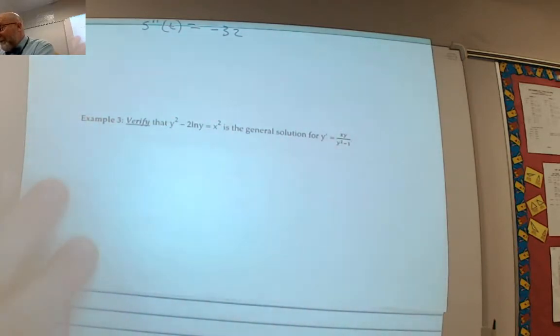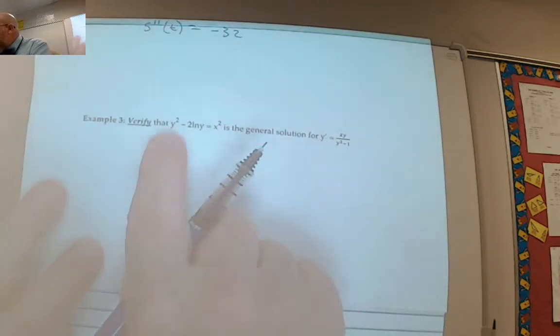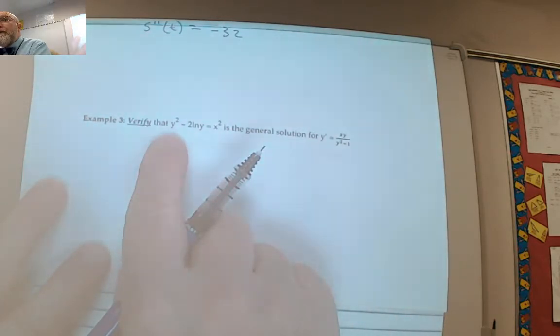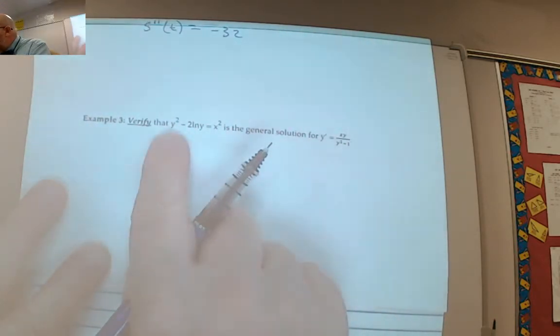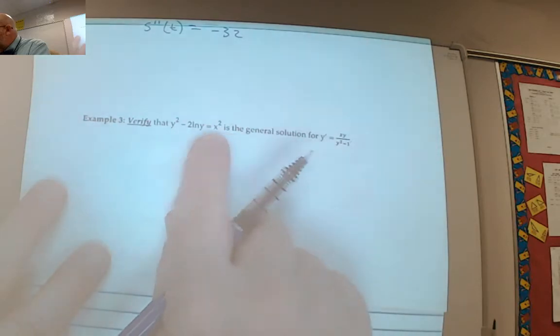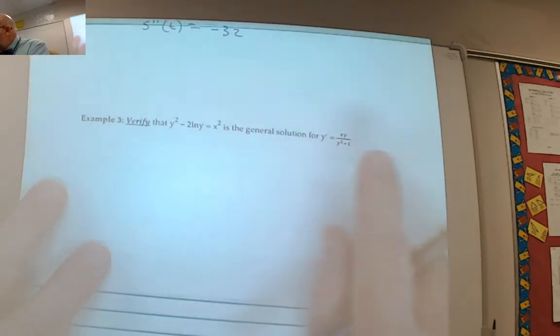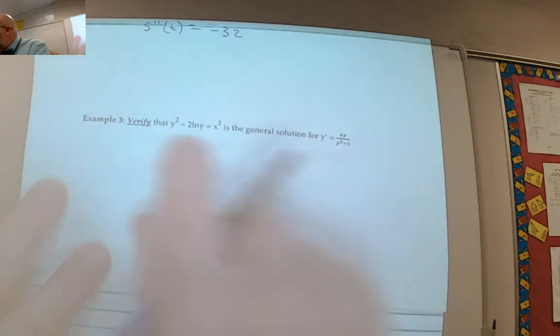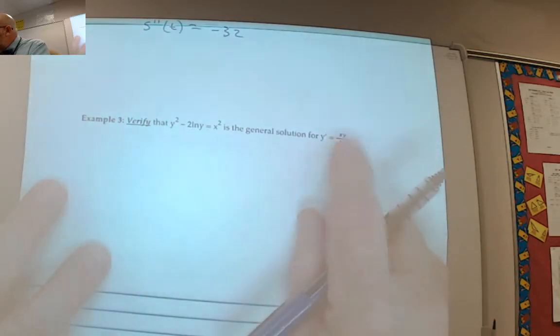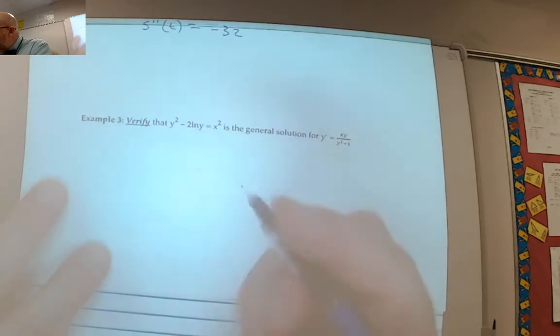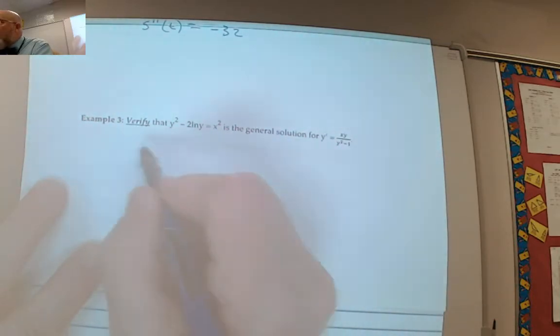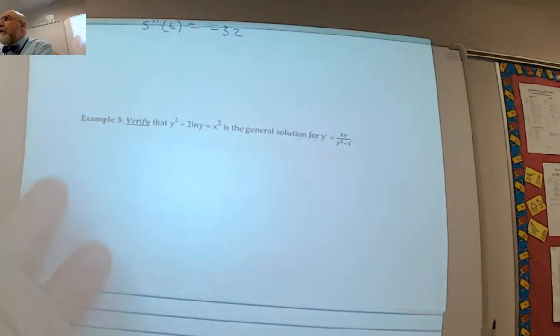Okay, all right, so I'm going to verify that this general solution is connected to this differential equation. So I'm going to do that by taking the derivative. And I'm going to use y prime instead of dy dx. Are you okay with that?